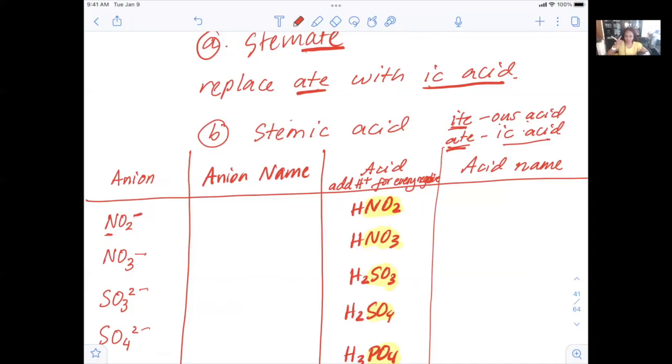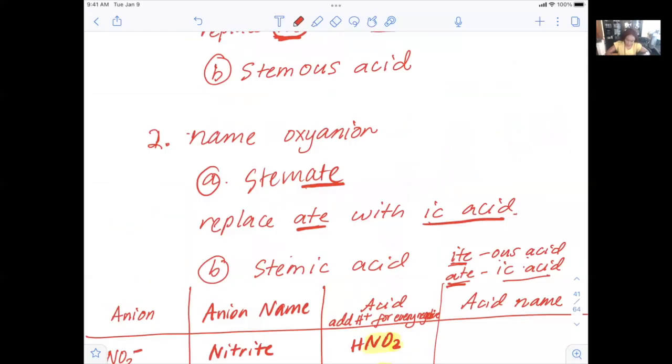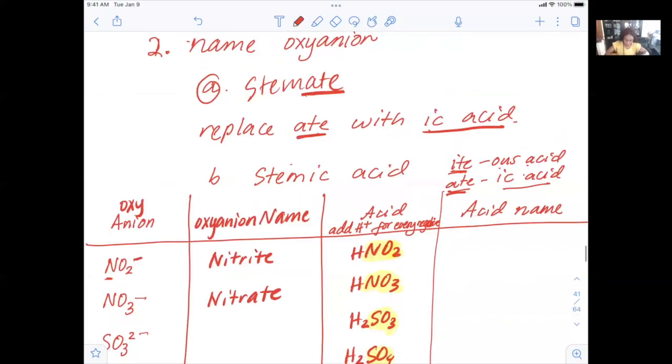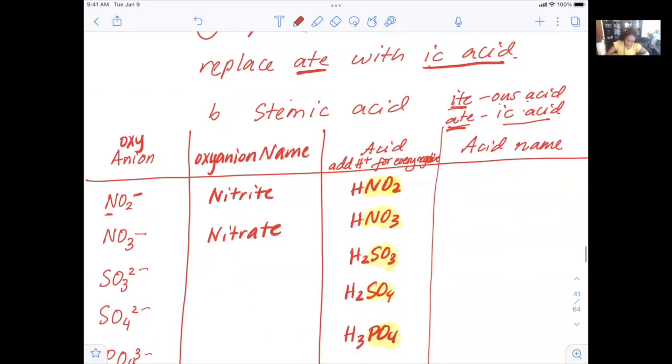I happen to have a list in my head now after all that work of pacing back and forth in the hallway. So this is going to be nitrite. This is going to be nitrate, okay? And so remember, the rule is once you name the oxyanion, you see that it's not just the anion, it's the oxyanion. Same thing with this. This is the oxyanion because it's an anion that has oxygen in it. Once you name it, it says replace the ITE with OUS acid. Okay, so replace this ITE with OUS acid.